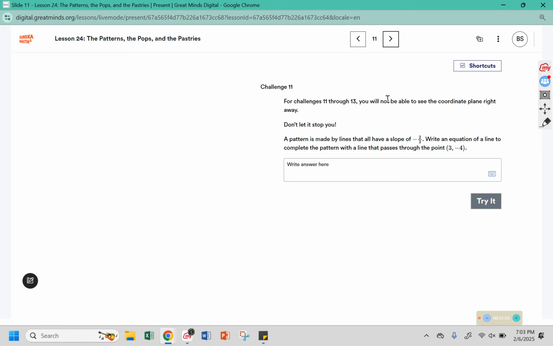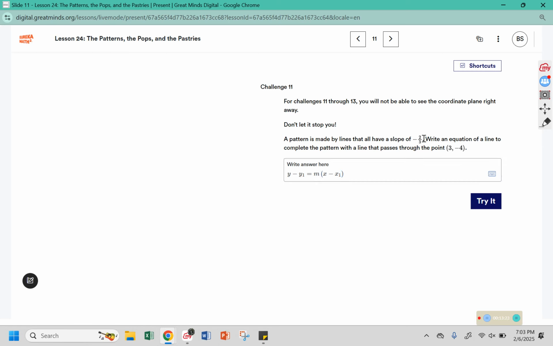For challenges 11 through 13, you will not be able to see the coordinate plane right away. Don't let it stop you. A pattern is made by lines that have a slope of negative 2/3. Write an equation of a line to complete the pattern with a line that passes through the point (3, negative 4). So this is y minus y1 equals m times x minus x1.